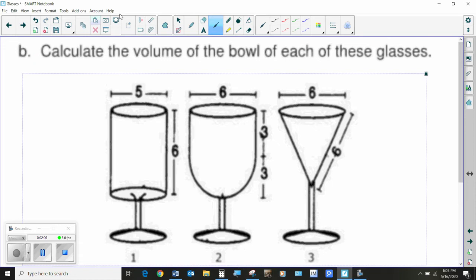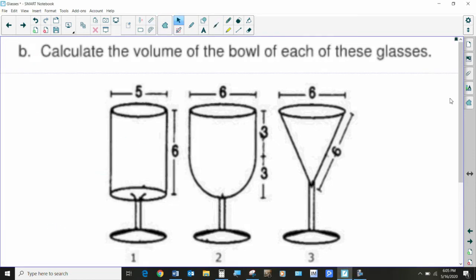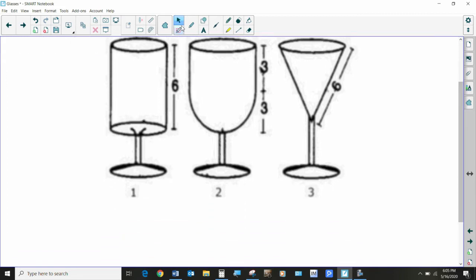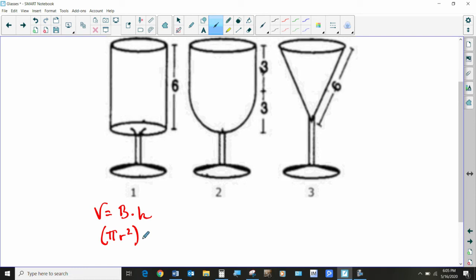For part B, we need to find the volume of each one of these cylinders, or each one of these glasses, I should say. So let's keep in mind our basic formulas here. The formula for the volume of a cylinder is to take the base area and multiply it times the height. And we know that our base area here is a circle. So you're going to take pi r squared and multiply that times the height.